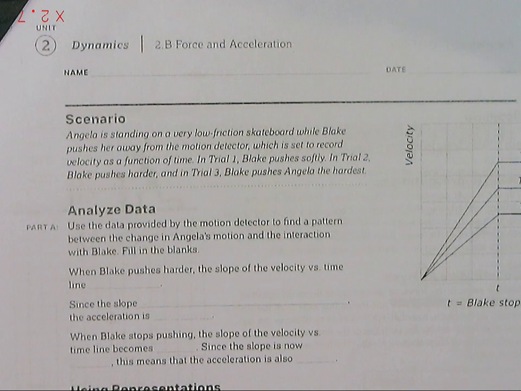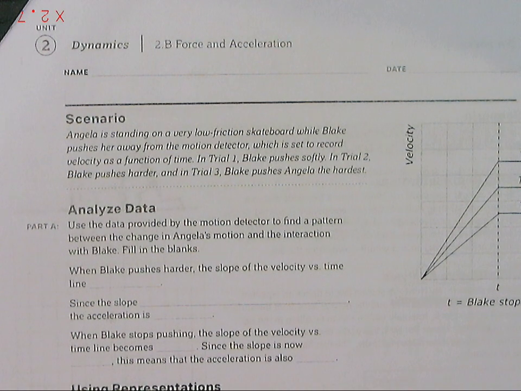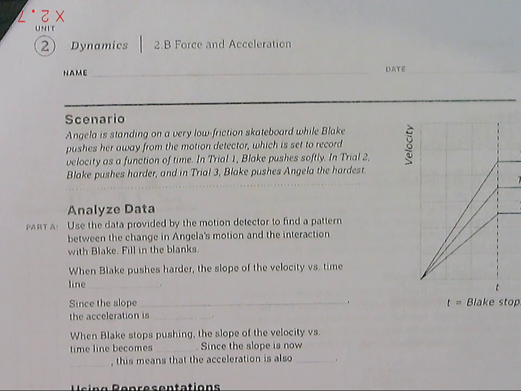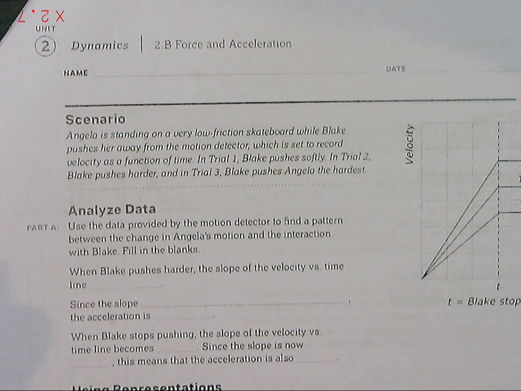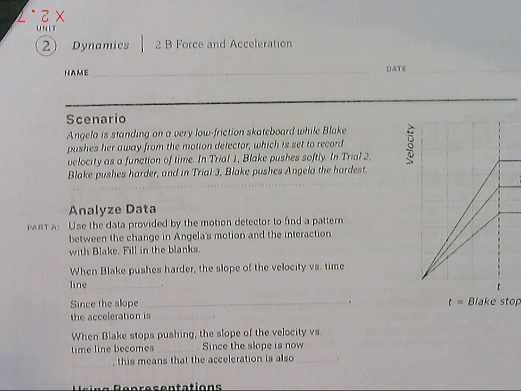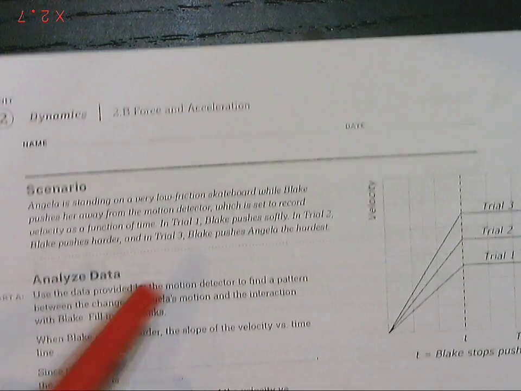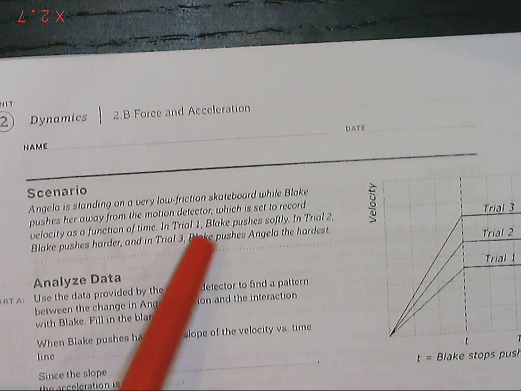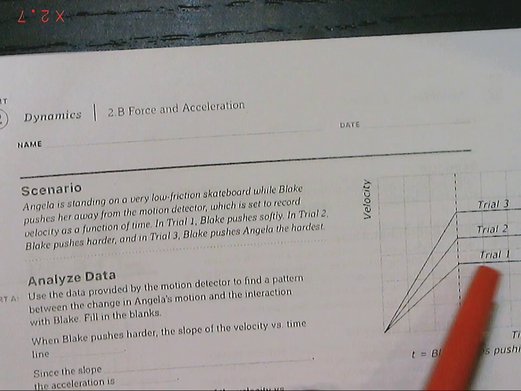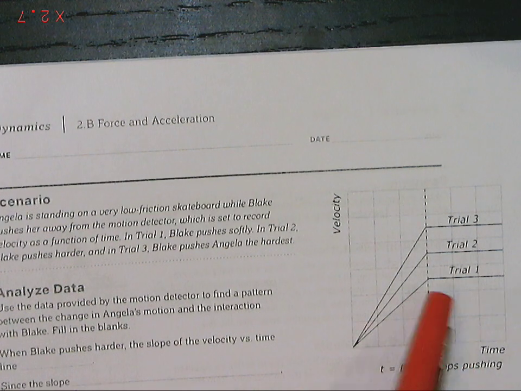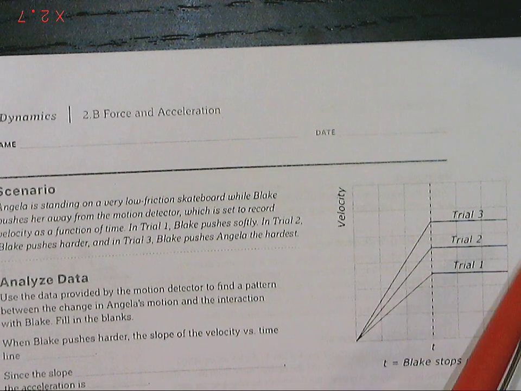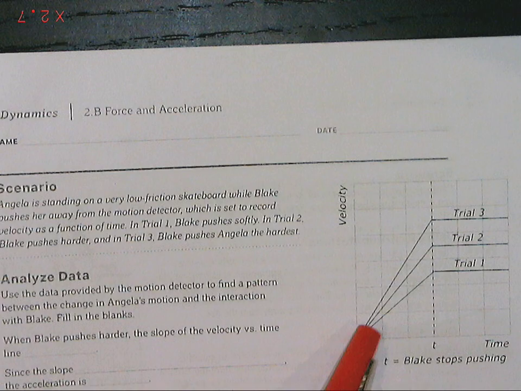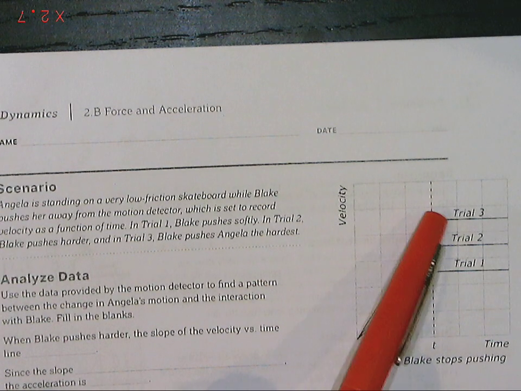Okay. So we have this trial where Angela is on a very low friction skateboard while Blake is pushing her away towards a motion detector, and he's going to push her each time with different amounts of force. In trial 1, he pushes softly, then he stops pushing. In trial 2, he pushes slightly harder, then stops pushing. In trial 3, he pushes the hardest he can and then stops pushing.